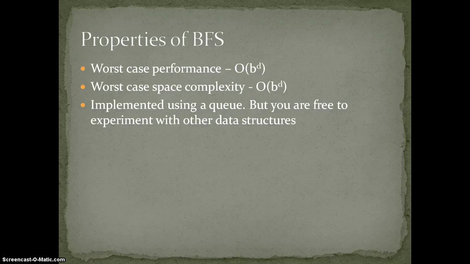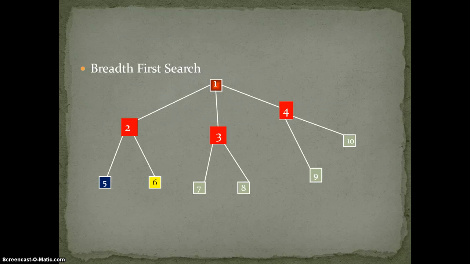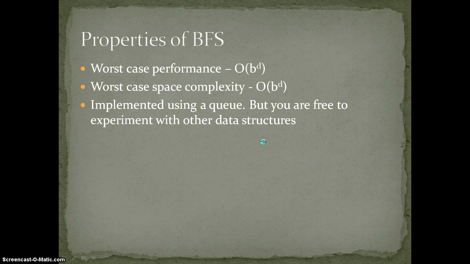Next, the worst case space complexity. So in order to find the 10th node, that is if you want the node number 10, how many nodes should you store? You should store 1, 2, 3, 4, and 5, and 6, and 7, 8, and 9 in order to reach 10. But you have to store all these nodes in the queue. Yes. So the worst case performance, as you all have guessed, is big O of B power D.